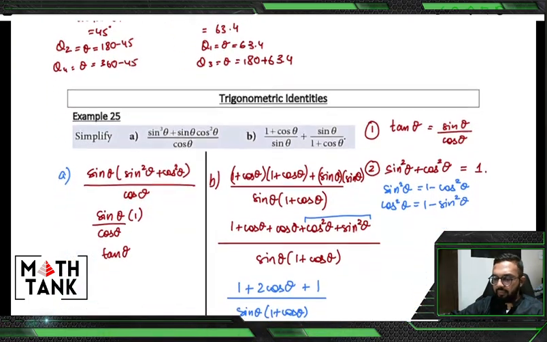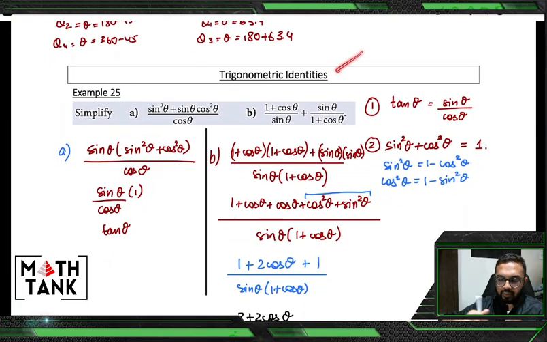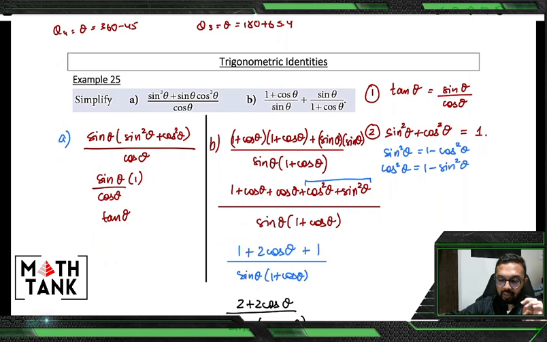Then you have trigonometric identities. For trigonometric identities, you need to know your identities. Tan theta is basically sin theta over cos theta, and sin squared theta plus cos squared theta should equal 1. Sin squared theta is therefore 1 minus cos squared theta, and cos squared theta is 1 minus sin squared theta. Those are the variations of the second identity.